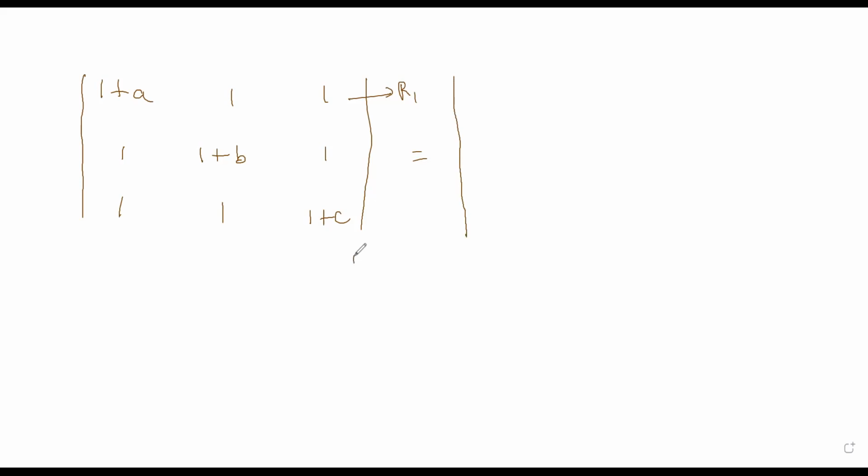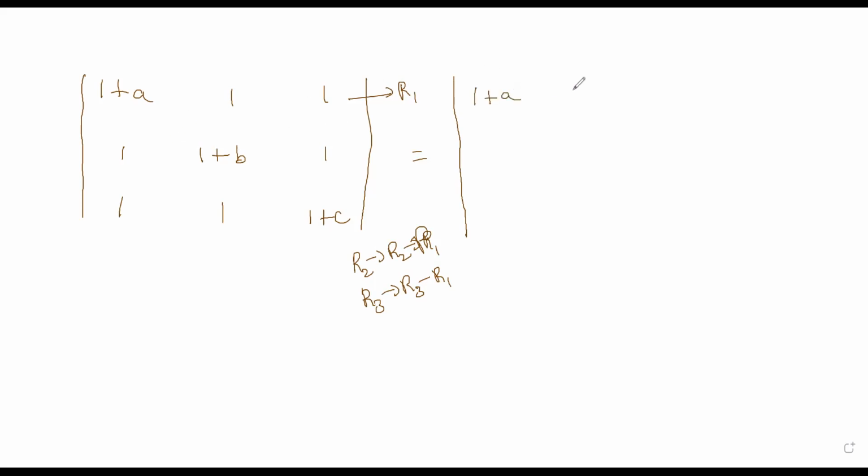So what I do is R2 equals R2 minus R1, and R3 equals R3 minus R1. Get as many zeros as we can, because adding up the things like earlier is not going to give me any common factor. So fix the first one.